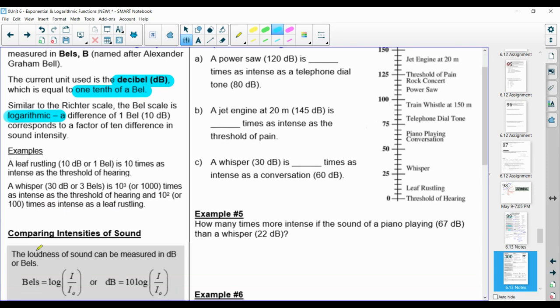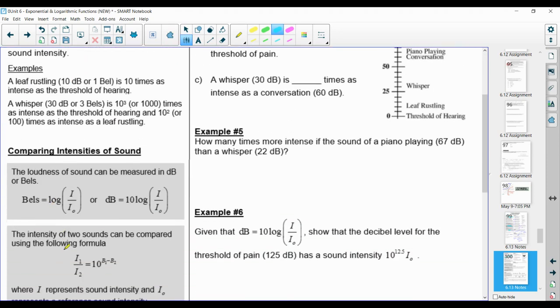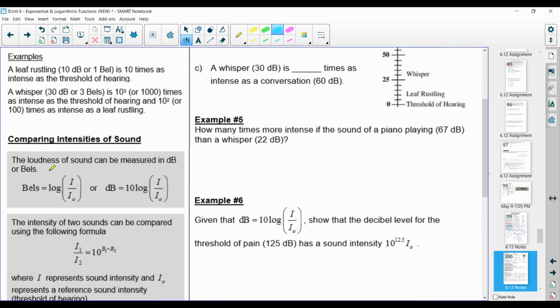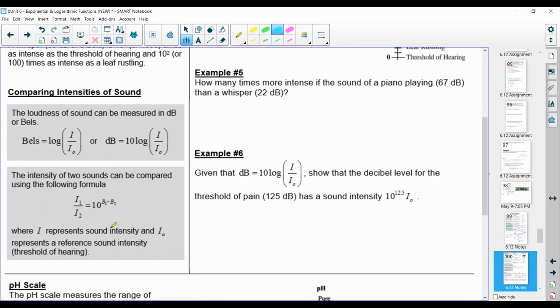All right, now if we want to compare sound intensities, we have these two formulas. The loudness of sound can be measured in decibels or bels. So bels would be equal to log of I over I0, and decibels would be 10 times log of I over I0. Another formula that you'll see, which looks very similar to the one we did with earthquakes, compares the intensity of two sounds. It would be I1 over I2 equals 10 to the bel 1 minus bel 2. Now notice that these are bels, not decibels.